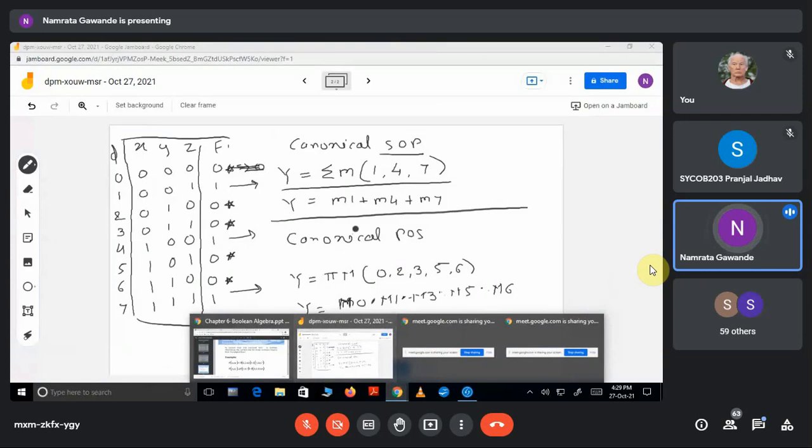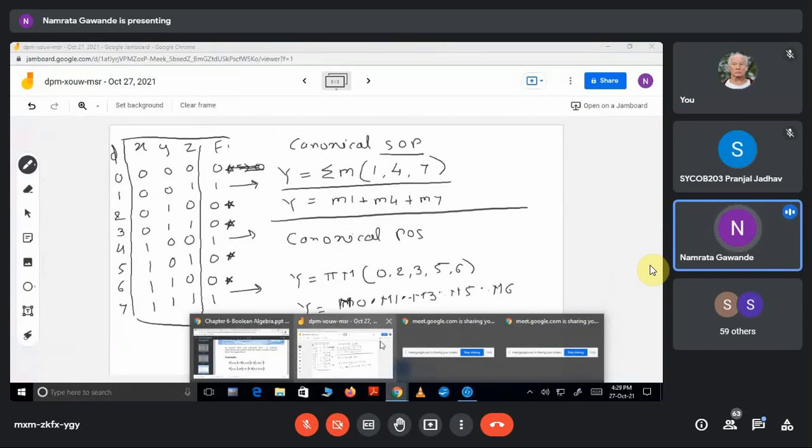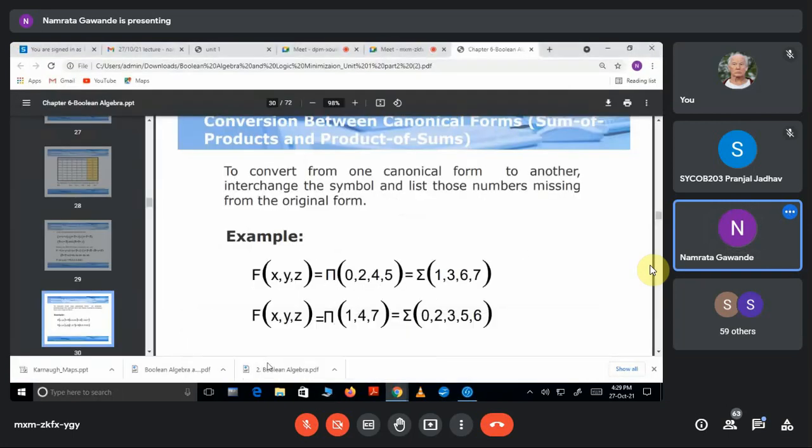So what I want to say is how you can do the conversion from SOP to POS. If you know one canonical form, you can write the other canonical form simply by interchanging the symbol and interchanging the numbers, symbol and numbers.